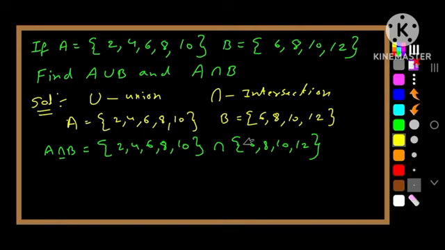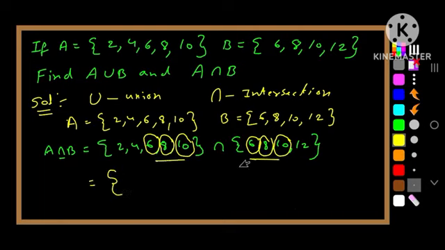The elements which are occurring two times. 6 is coming in both set A and set B. 8 is coming in both set A and set B. 10 is coming in both set A and set B. So now in intersection, simply you have to write the elements which are coming two times or repeating. So the answer will be 6, 8, 10. So this is the answer for intersection of two sets.